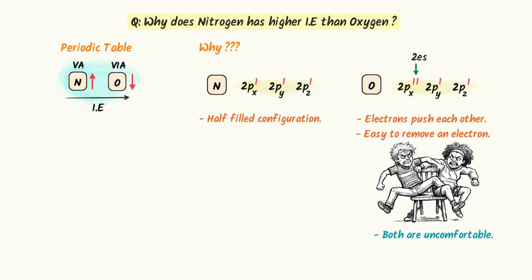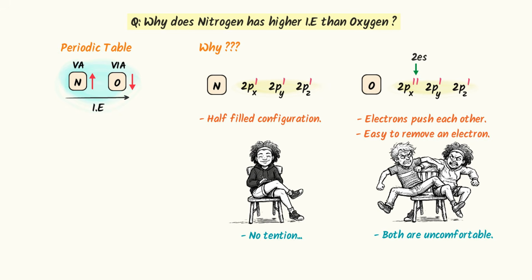Now come back to nitrogen. Every electron in nitrogen has its own orbital. No sharing, no repulsion, no discomfort. The electrons are stable and happy. They do not want to leave. This is called the extra stability of the half-filled configuration. Hence, nitrogen does not easily lose an electron. That's why it has higher ionization energy.